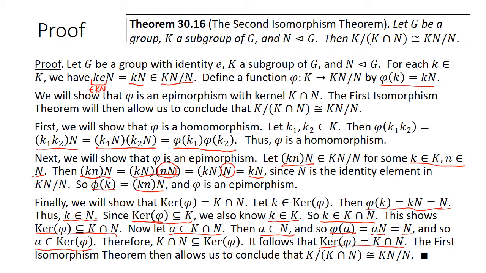And so the first isomorphism theorem then allows us to conclude that K mod the kernel of phi is isomorphic to the image of phi. And since the kernel of phi was K intersect N, and the image of phi was KN mod N, since it was an epimorphism, then that allows us to conclude this statement right here at the end. And that is the whole proof.